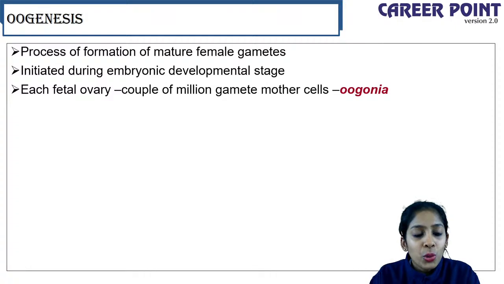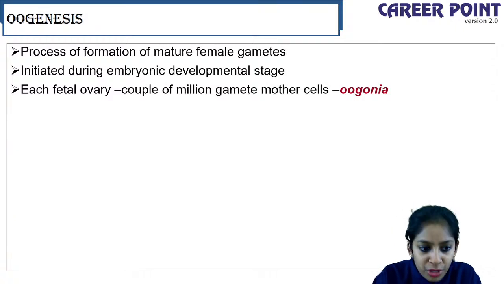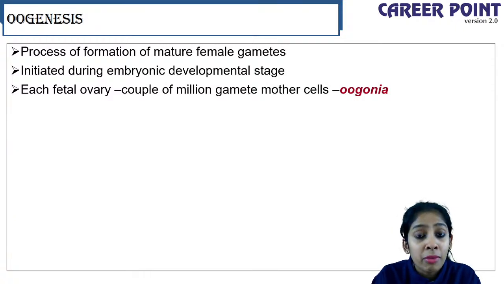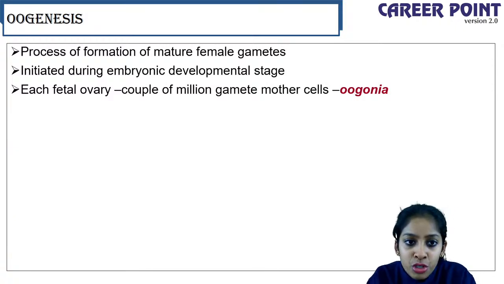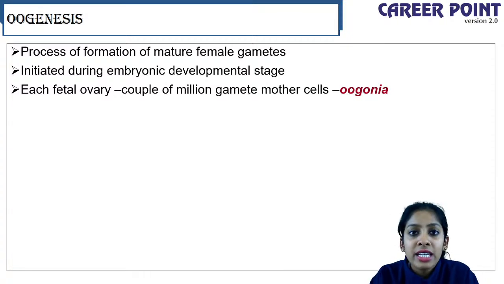All right. So each fetal ovary, so if you remember when we were talking about the female reproductive system, we had a pair of ovaries. Right, so each fetal ovary has a couple of million gamete mother cells. So they have what are called gamete mother cells, and here we call them oogonia. So there it was spermatogonia, the sperm mother cells or the male germ cells inside the seminiferous tubule. So here it is the gamete mother cell that is present inside the fetal ovary.